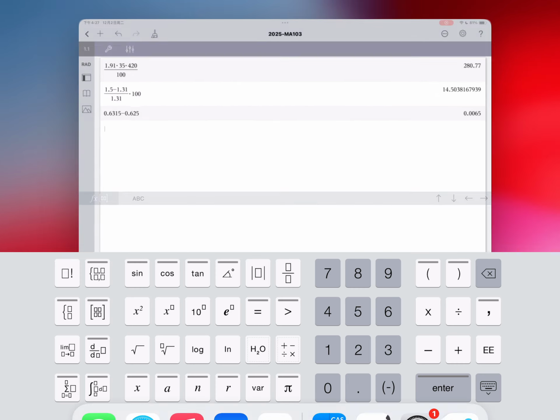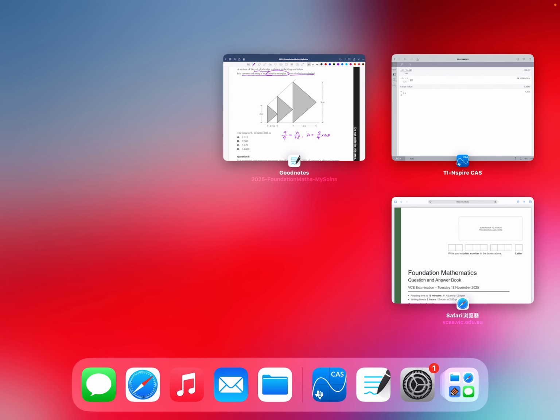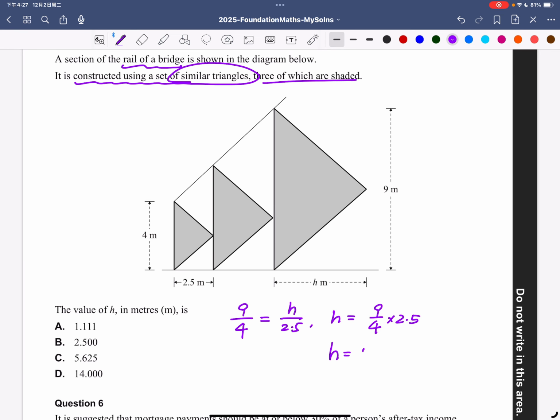9/4 multiplied by 2.5, something along this line. So you get 5.625. Option C.